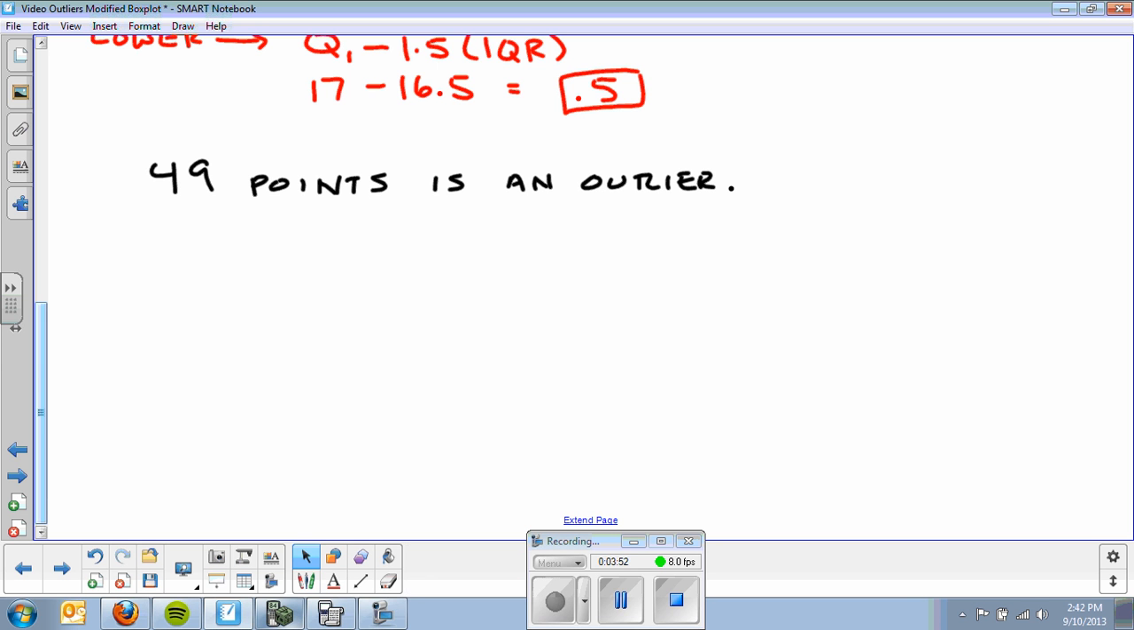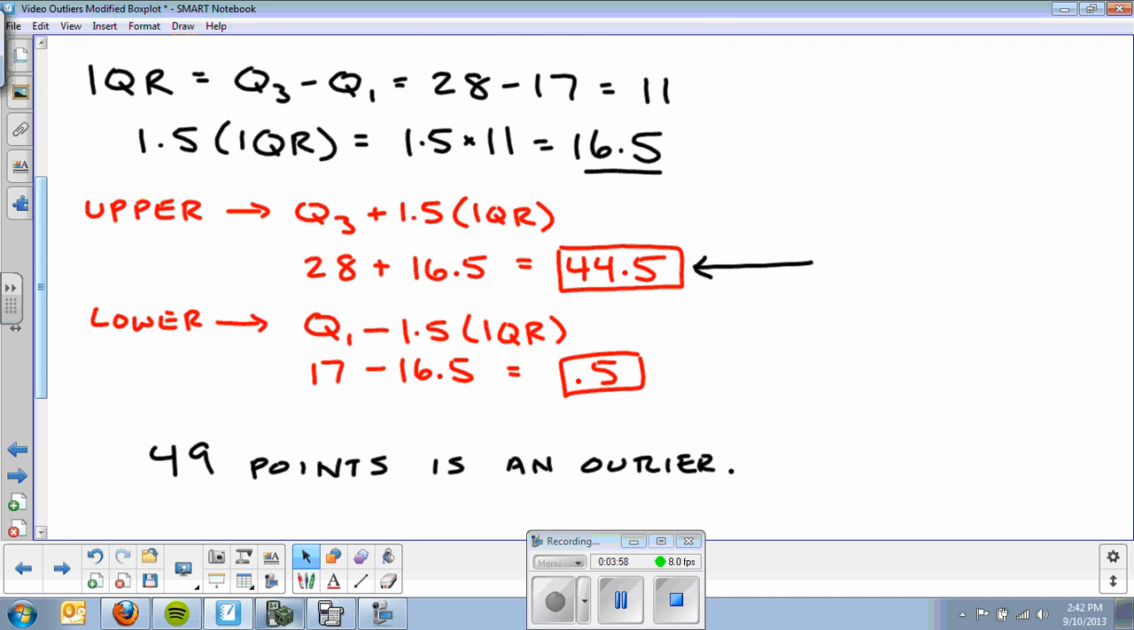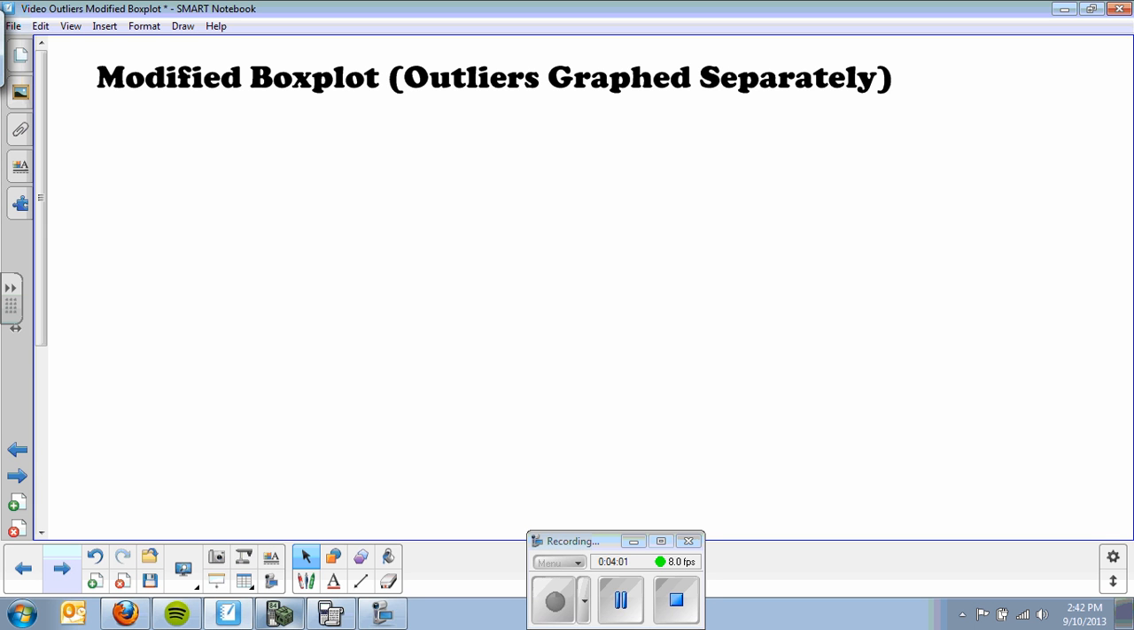Okay, now I'm going to show you how to graph that separately on a modified box plot. So a modified box plot is where outliers are graphed separately. So basically what we're going to do is graph the first numbers the same. So we have the min, which was, let's see, 2. We have Q1, which was 17. We have the median, which was 23.5. And we had Q3, which was 28.